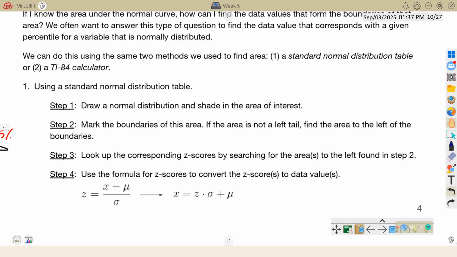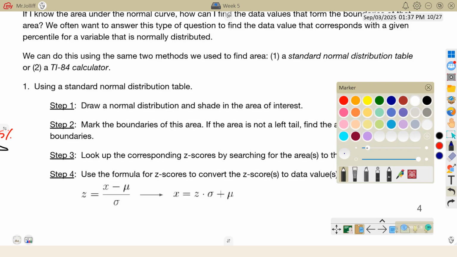The catch: I don't want a z-score. I want a data value. I want to know what my actual SAT score is. So I have to reverse the z-score calculation, and we do that using the formula for z-scores. We know z-scores are data value minus mean over standard deviation. We solve that for x. We solve that for the data value.